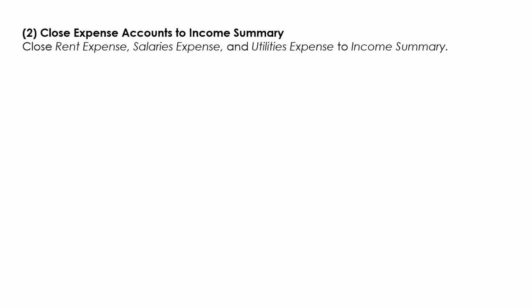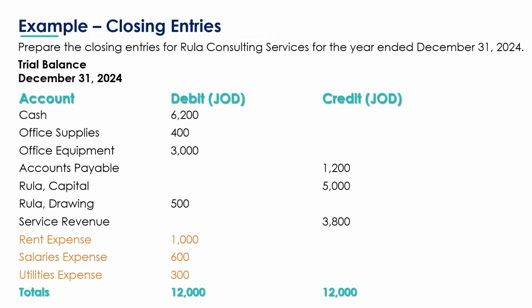Building on what we just completed with the revenue accounts, we now shift our focus to the expense accounts. Since expense accounts normally carry debit balances and reduce owner's equity, we close them by recording credits that bring each expense balance to zero. In our example, we have three expenses: rent expense, salaries expense, and utilities expense, which together total 1,900 Jordanian dinars.